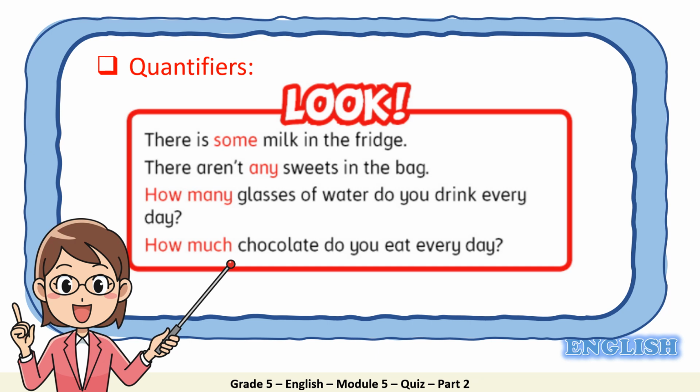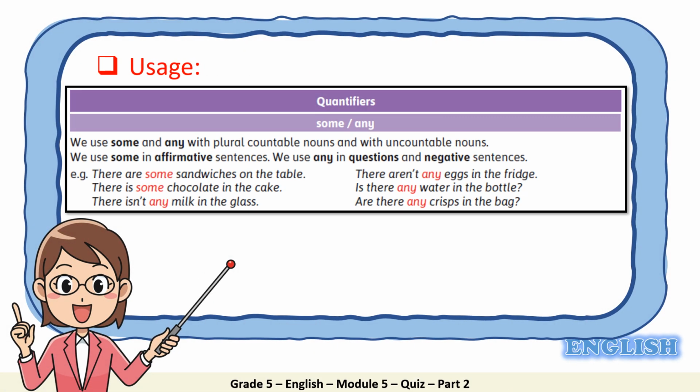Today, we will focus on the words in the red color. We will study some, any, how many, how much. Let's start to discuss each one of them in detail. So, let's start by discussing when we use the quantifiers. We will start with some and any.